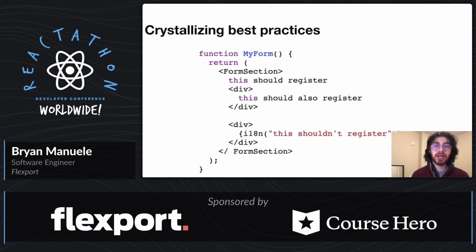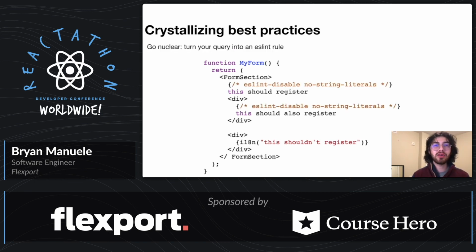So there are two ways we could go about this. The first way is we can introduce an ESLint rule. Here we've introduced a new rule called no-string-literals, and it'll create a violation whenever it finds a string literal free floating in your JSX. This is extra work for your engineers because it means that they'll need to dig into the code and remove these violations and fix them themselves.